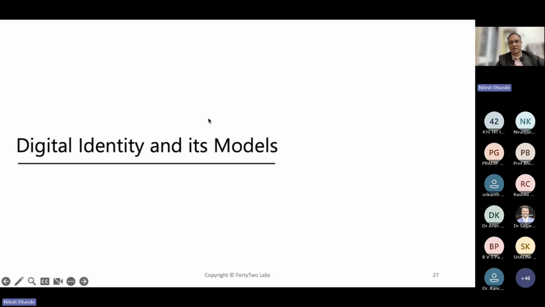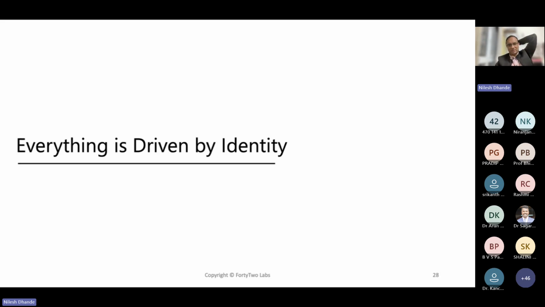Okay, anybody has any questions, or I'll move to the digital identity and its models. Okay. No, sir, we can continue. Yeah, okay. Or we will wait for the end as well.